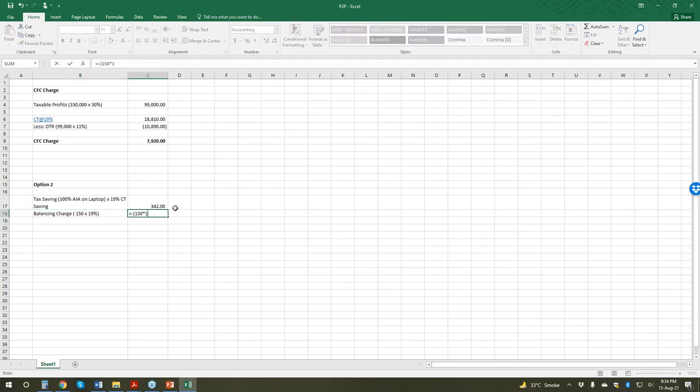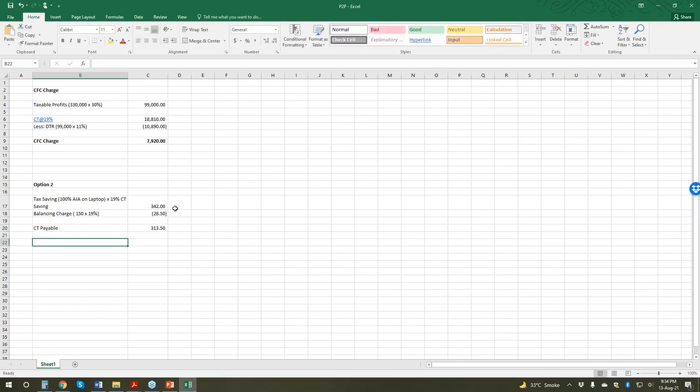So 150 times 19%. This will be the tax that the company needs to pay. And this is the tax saving that the company will be able to achieve. So if I net both of them, this is the CT payable if the company disposes of the old laptop to Jed and buys the new laptop for itself.